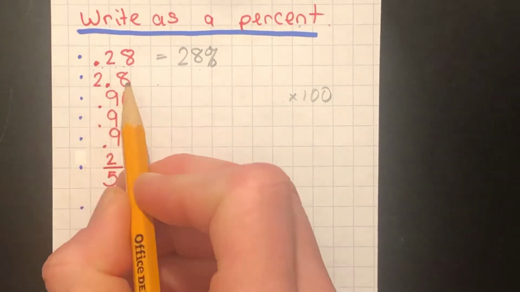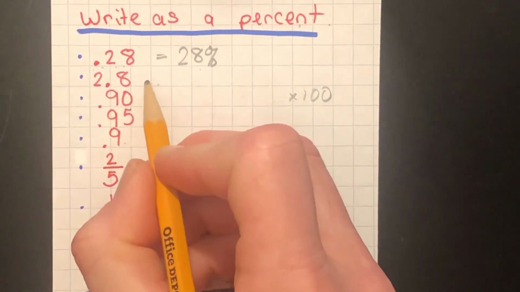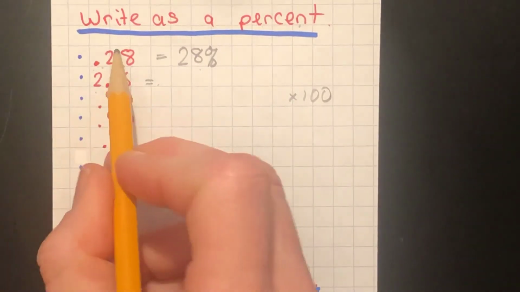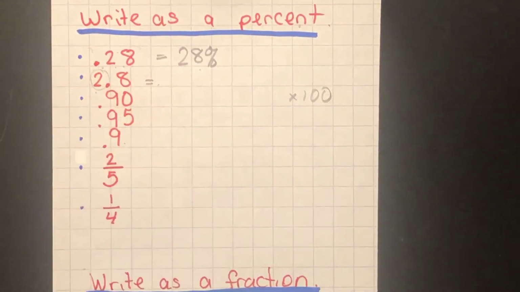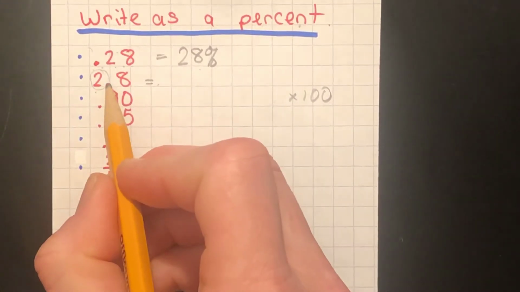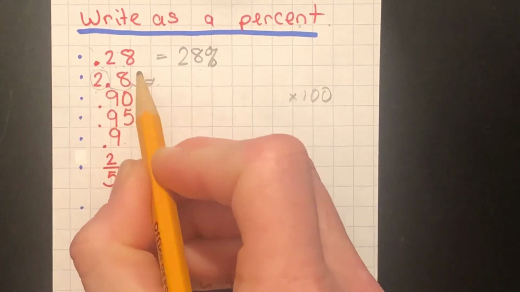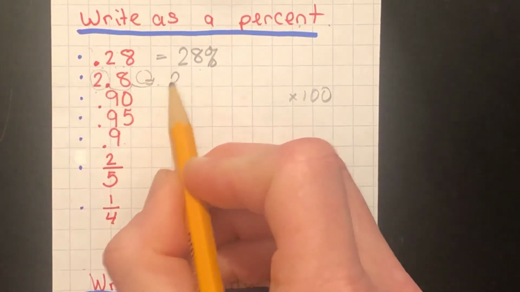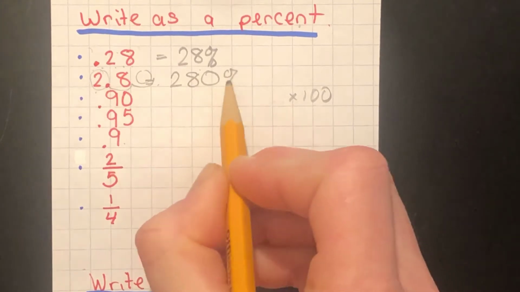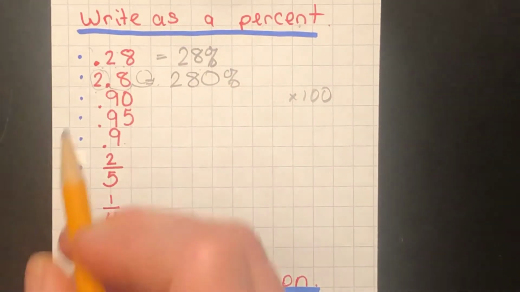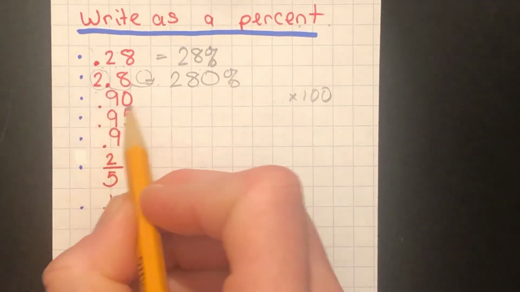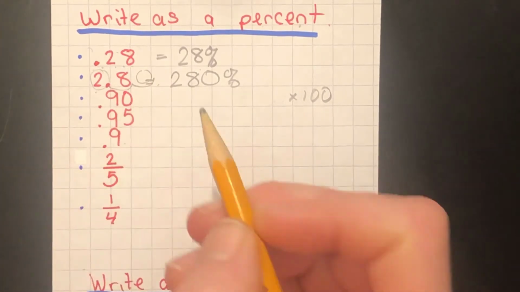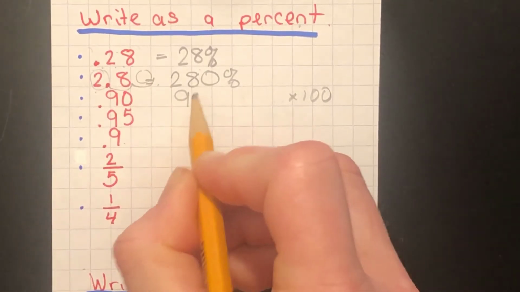2 and 8/10. This is obviously bigger than that because that has no whole number. This has a whole number. When we move the decimal 2 places, 1, 2, we end up with 280%. This right here, you move it 2 places, it's 90 hundredths, so it's obviously 90%.